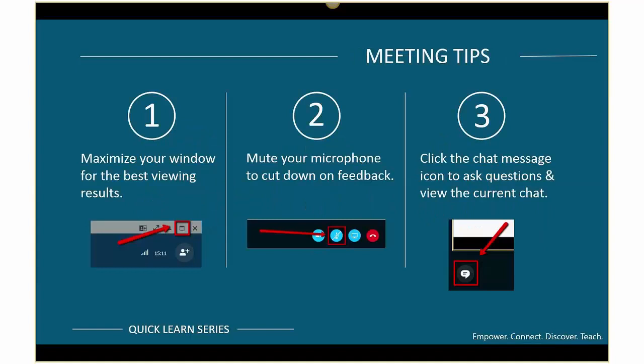If you haven't used Skype for Business before, or if you're new to using it, here are just a couple of tips to get you started on the right path and get your experience the best. First, maximize your window for the best viewing results, so you'll be able to see the most of my screen that I'm sharing. Also, I think you're already all muted, but if you're not, go ahead and mute your microphone. This helps to cut down on the feedback. And finally, to pose your questions in the chat or to see what questions have been asked, click on the chat message icon and you'll be able to ask your questions and see what other conversations are going on there.